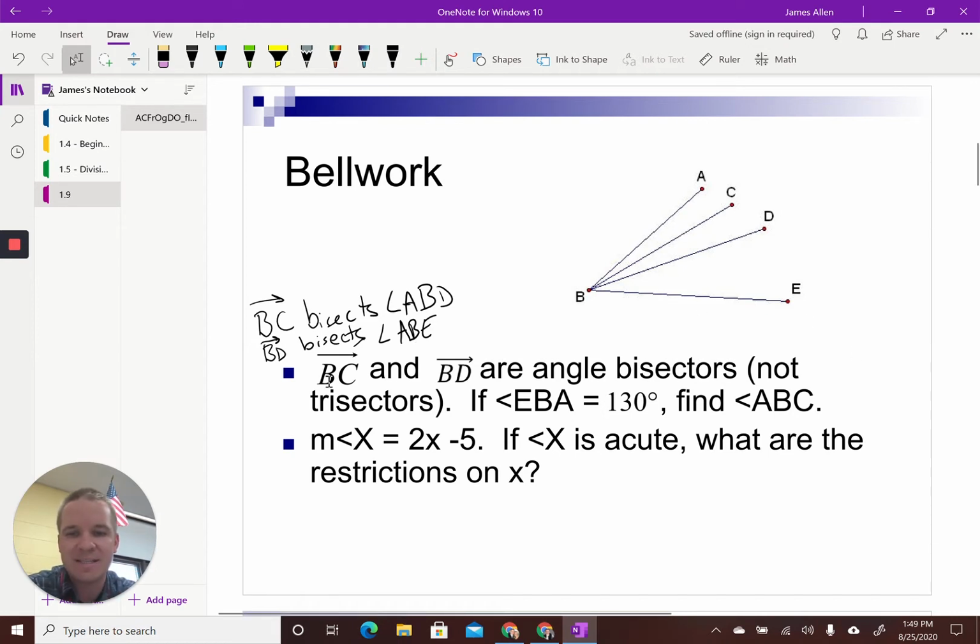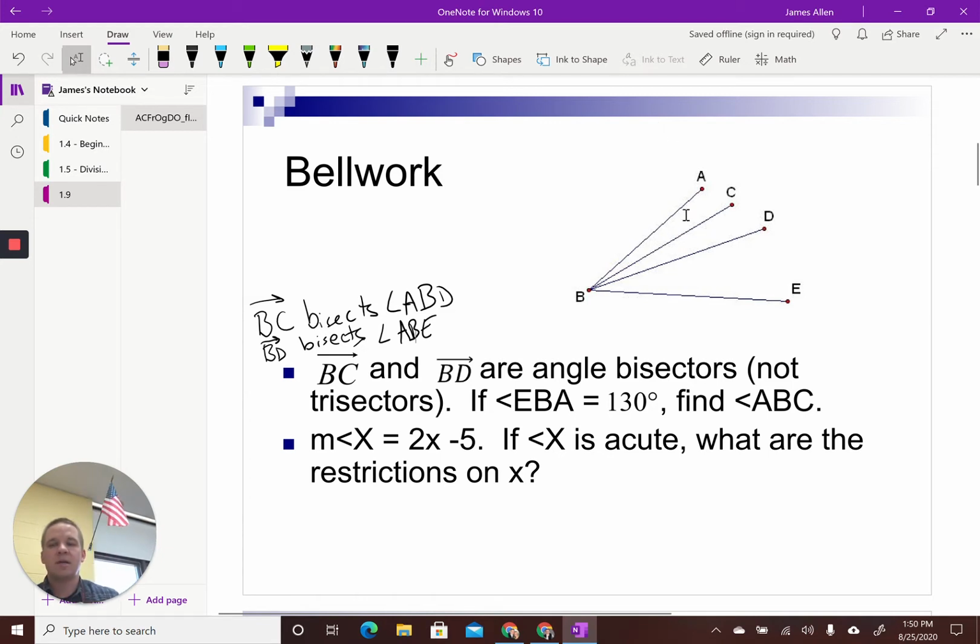So here we have BC and BD are angle bisectors, not trisectors, and really we should have had this in the directions. BC bisects angle ABD, and BD bisects angle ABE. But it wasn't written in there. My apologies, so I jotted it down. If angle EBA is 130, or angle ABE, we can write that backwards, find the measure of angle ABC. So just this little guy right here.